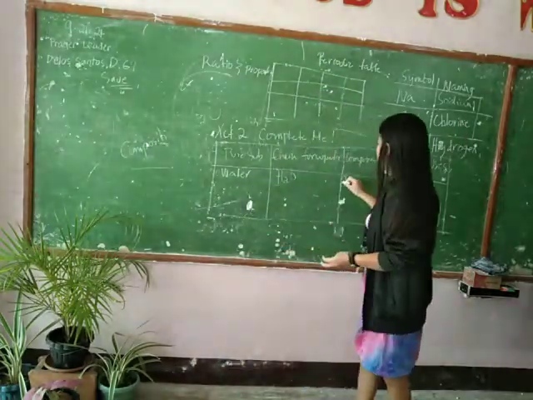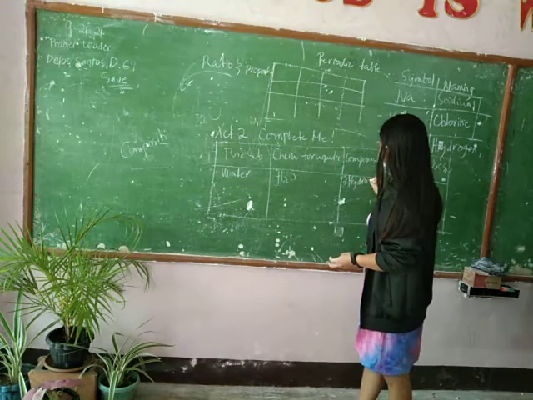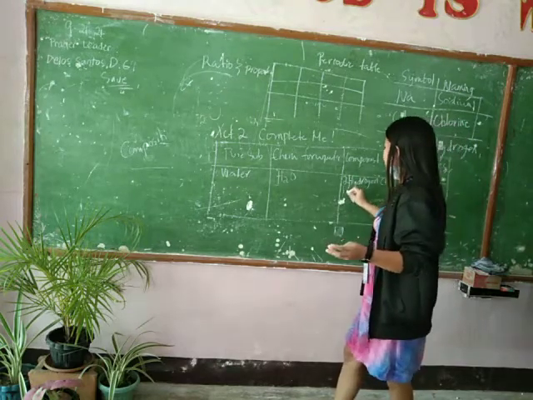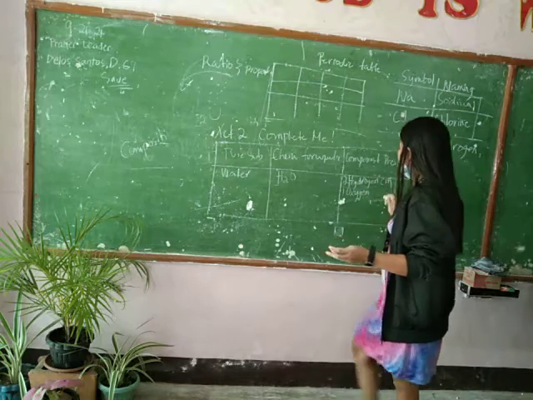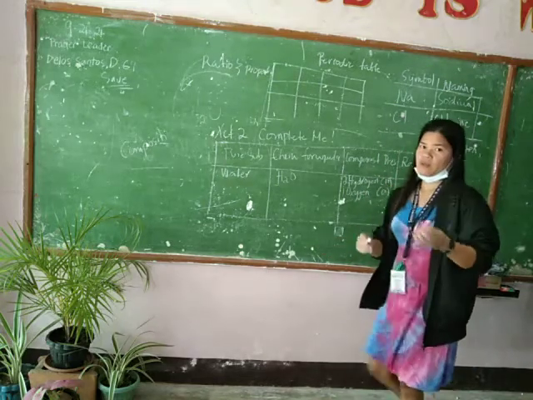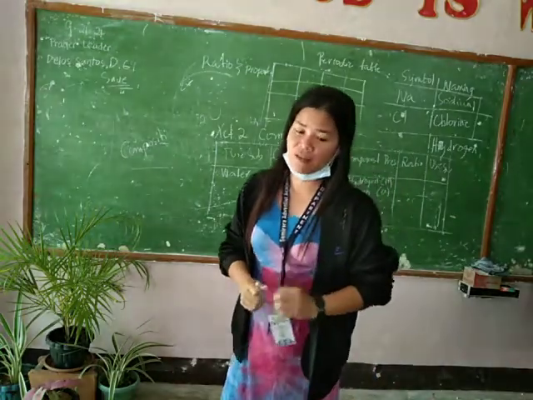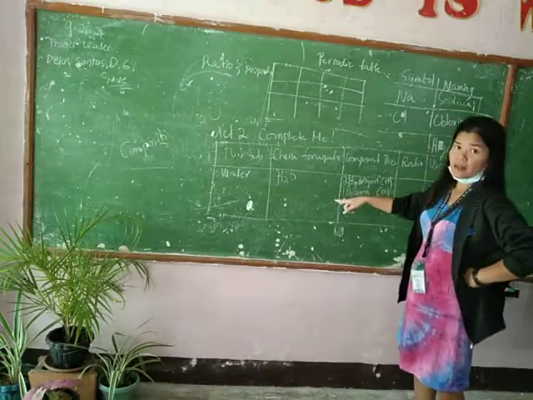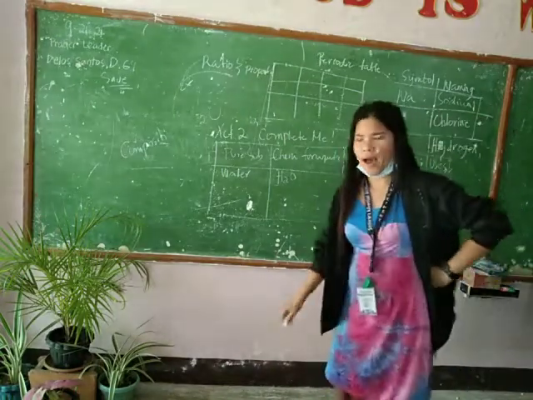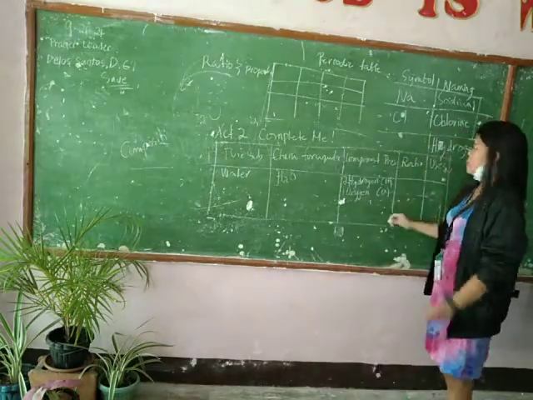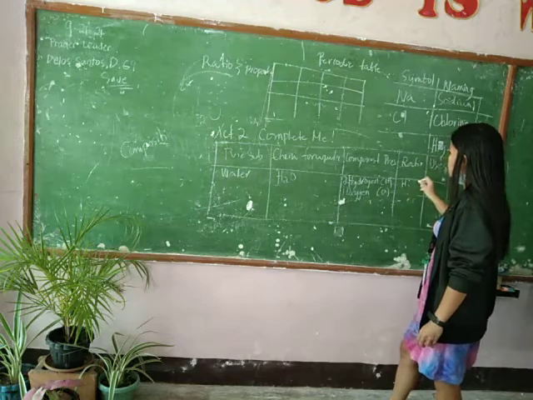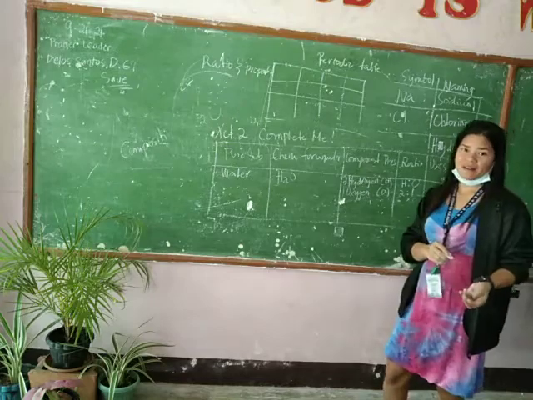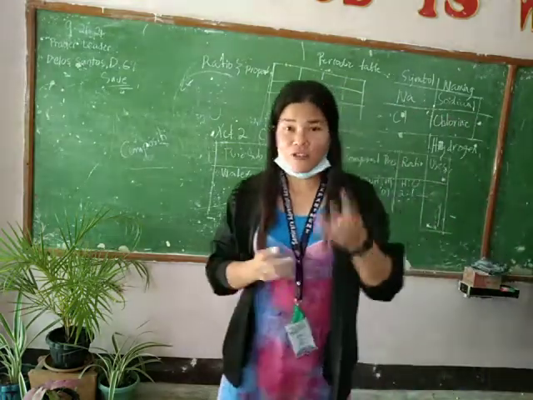It has two hydrogen, the symbol is H, and one oxygen, and the symbol is O, not the small o but the capital letter O. Now, what is its ratio? It has 2:1, so the ratio is H to O, 2:1. Very simple.